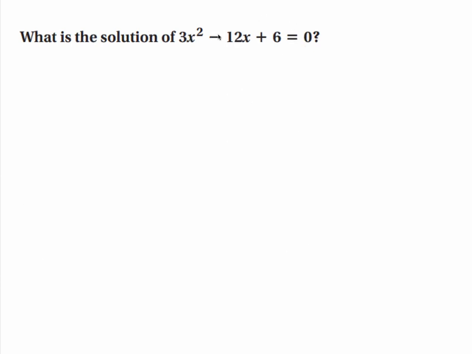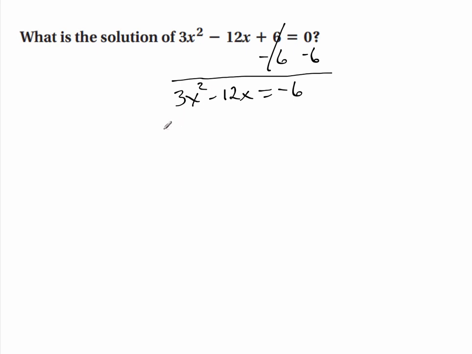Now what if I have something like this? What are the solutions to 3x squared minus 12x plus 6 equal to 0? The first thing you're going to do is get all of your non-variables to the right side. So all my constants to the right. 3x squared minus 12x is equal to negative 6.